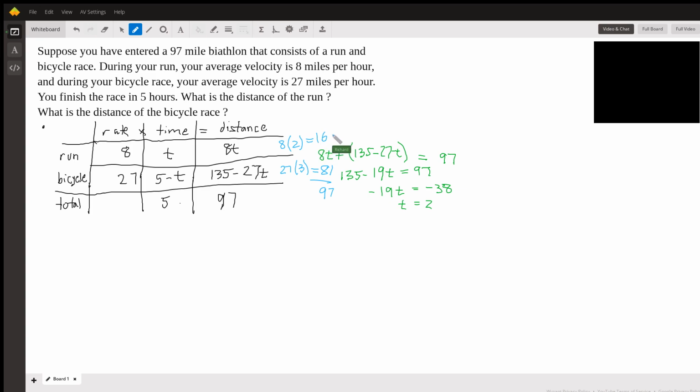I am running 16 miles, and I'm bicycling 81 miles for a total distance traveled of 97 miles. Okay, that's it for this problem.